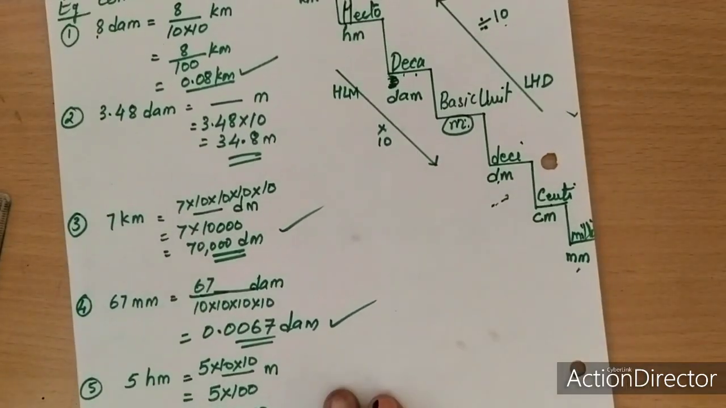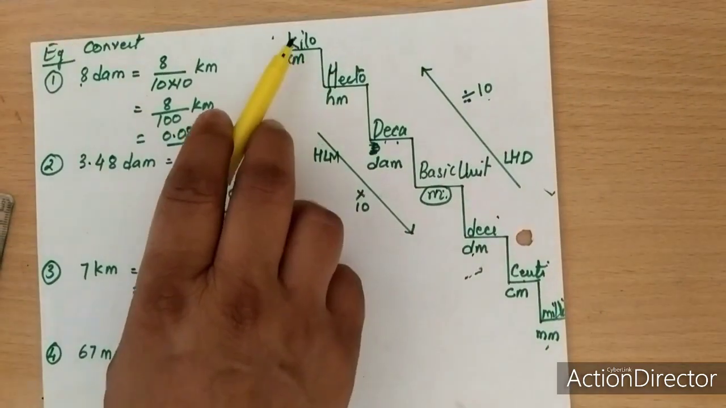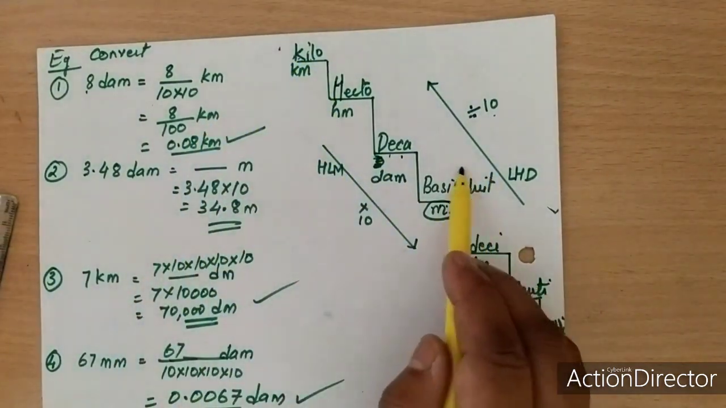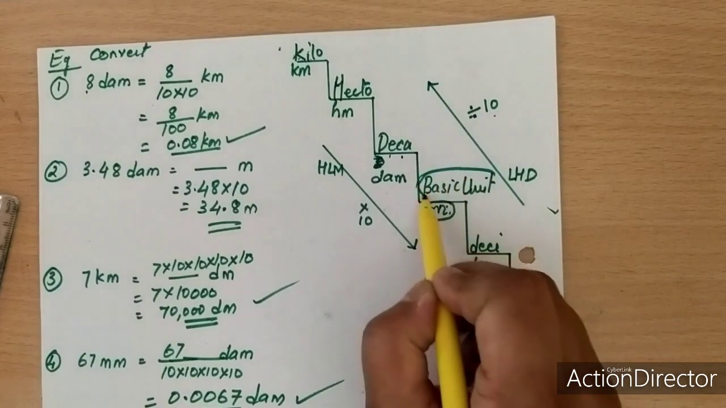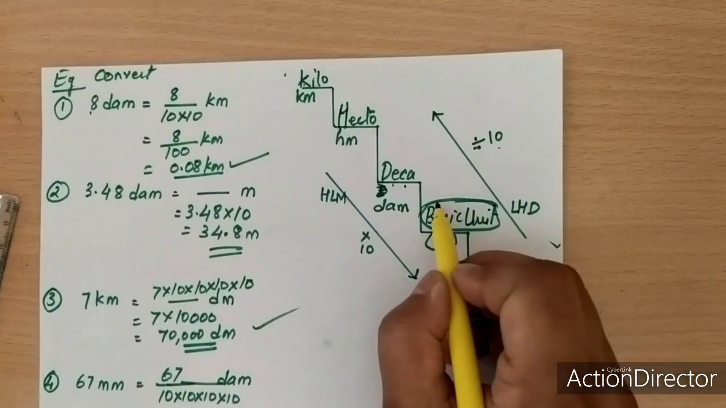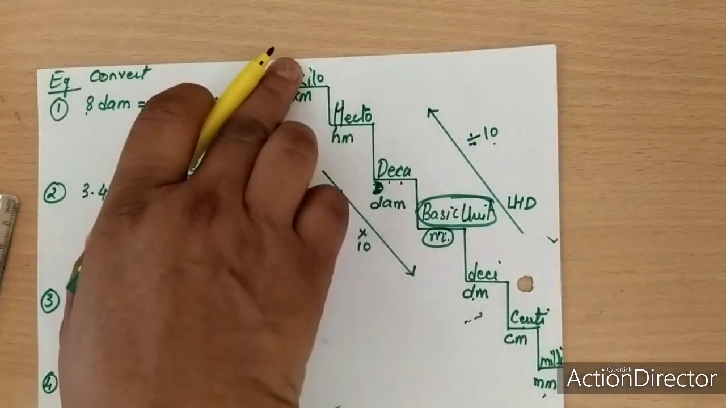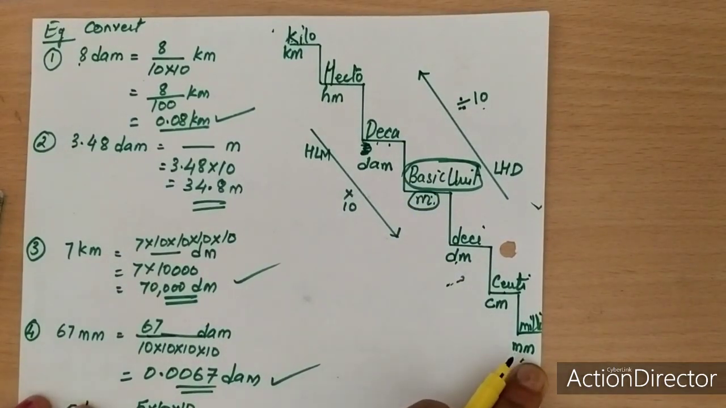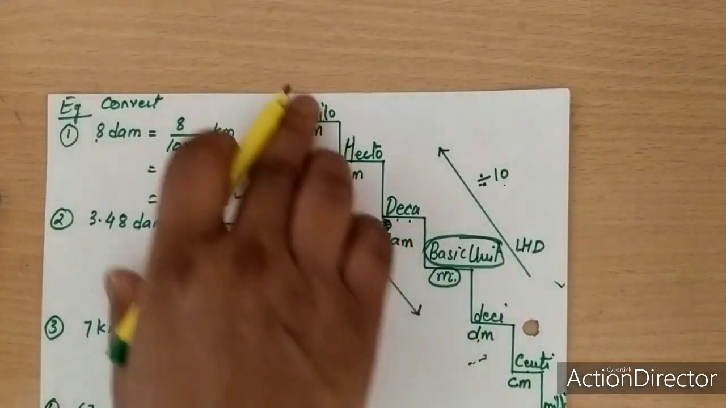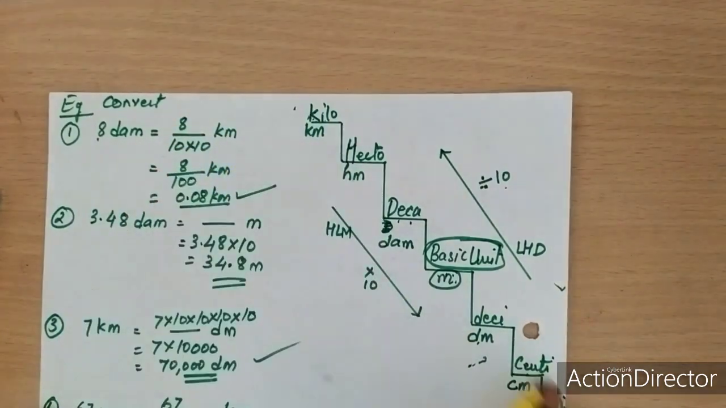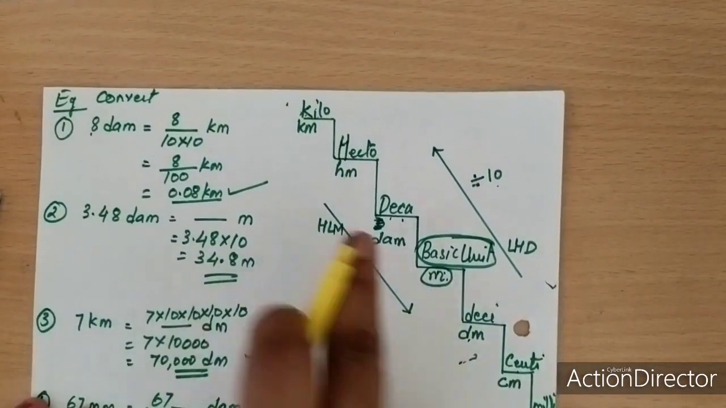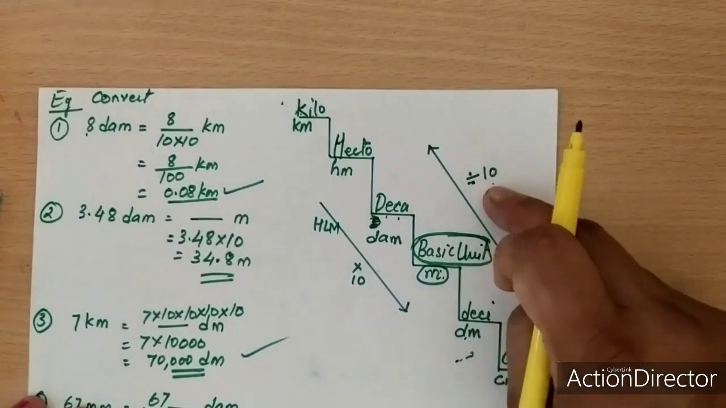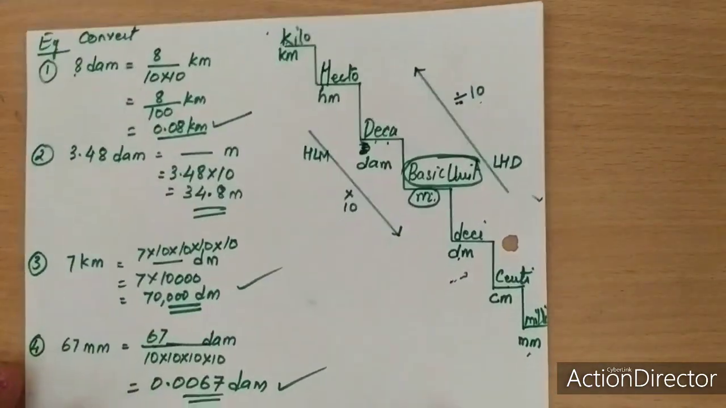Okay, as per requirement. Always remember, these are the important steps. Basic unit is the main stop. This is actually the bus stop. After the bus stop, there are 3 more steps higher and 3 more steps on the downside. So all these are lower and this one is higher. So from higher to lower, multiply each step by 10. From lower to higher, divide each step by 10. So this is an important trick.